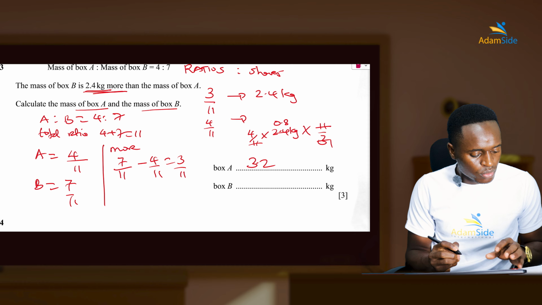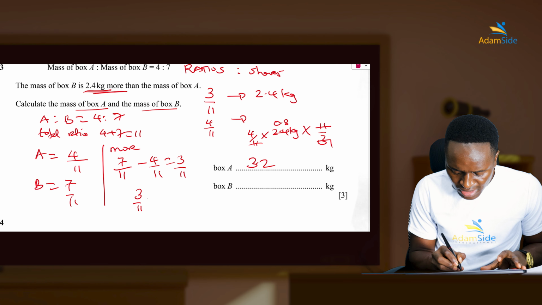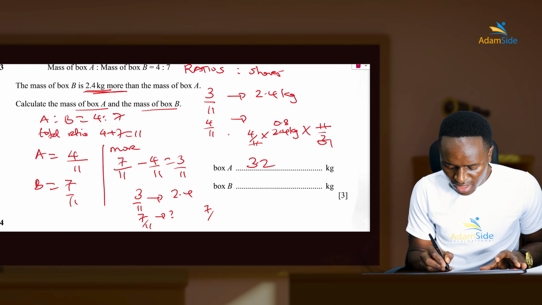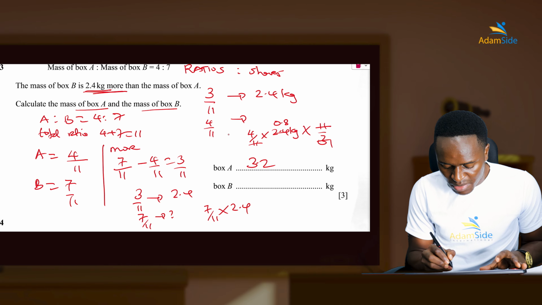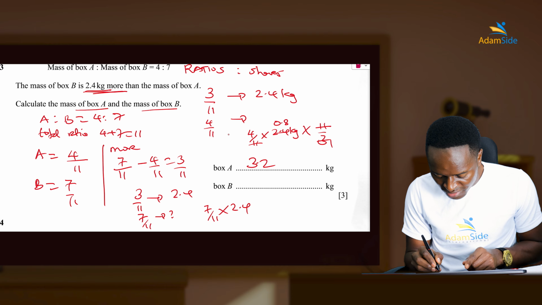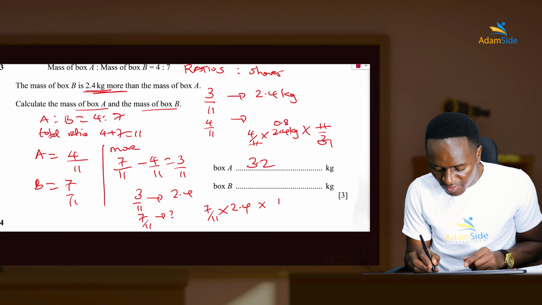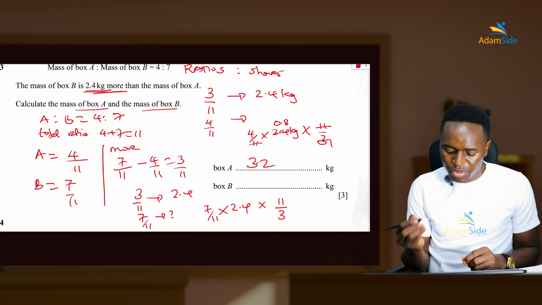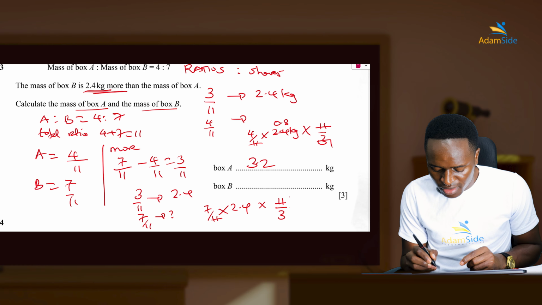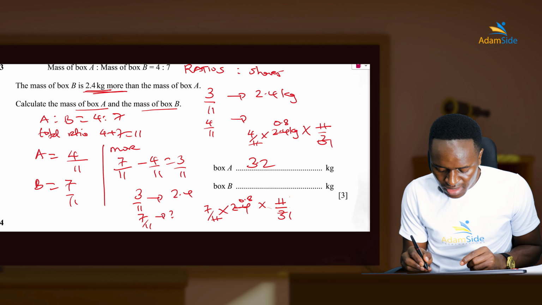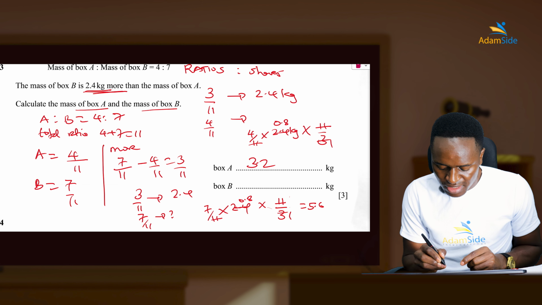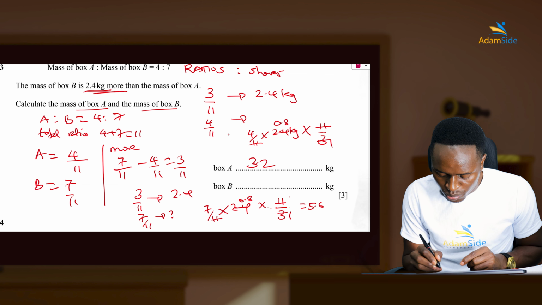Then the same thing, you go to box B. The same 3 out of 11 is equivalent to 2.4. What about 7 out of 11? The same thing you do. Just say 7 out of 11 times 2.4, then divide by 3 over 11. When you're dividing fractions, you can multiply and flip. The denominator becomes the numerator and the numerator becomes the denominator. Then divide. 11 divided by 11 is 1. 3 here, 1. There is 0.8. 0.8 times 7 is 5.6. And then box B is 5.6 kilogram. You get your answer like that. So percentage, ratio and proportion. That's it.